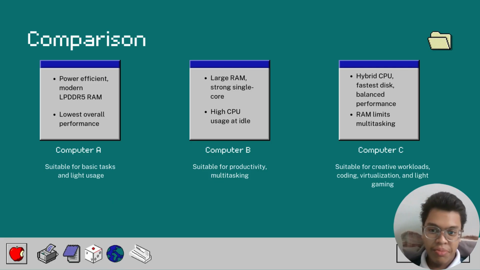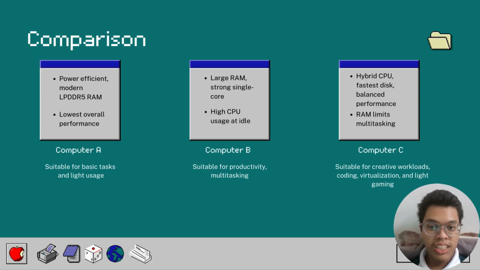And we finally come to the comparison section where we just compare the full comparison of all computers. So starting with computer A, it is power efficient and has a modern RAM. However, it has the lowest overall performance. TLDR, it's just suitable for basic tasks and light usage.